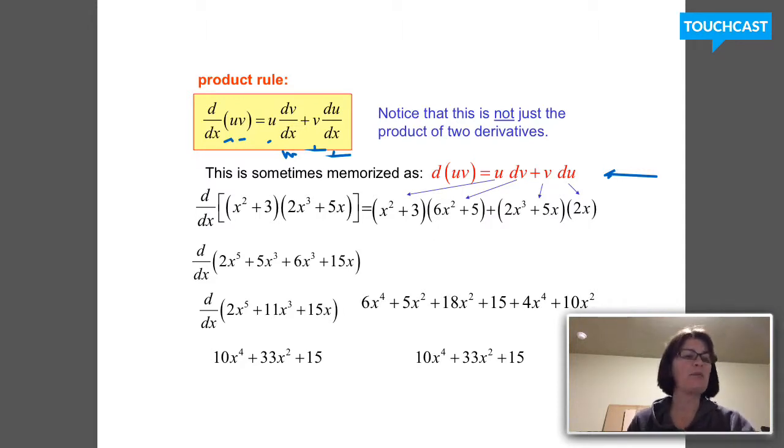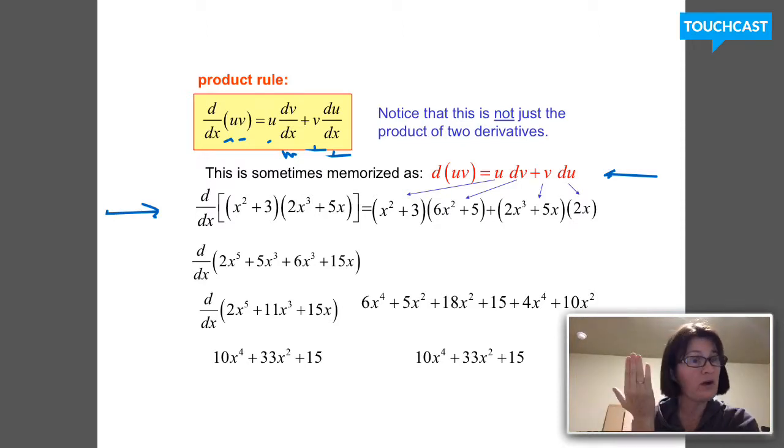So here's an example. I'm going to do a problem where I'm going to take a derivative first by multiplying out a polynomial, and then taking the derivative with the sum and difference rule. And then I'm going to use the product rule. We're just going to prove that we get the same answer. And you see you have a similar problem to do on your example page. So here I am. I want to take the derivative of these two binomials multiplied together. So x squared plus 3 is being multiplied by 2x cubed plus 5x.